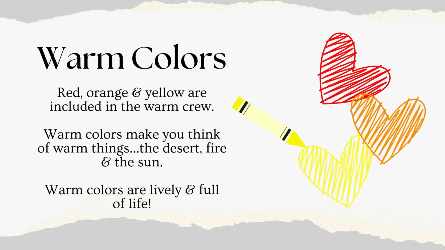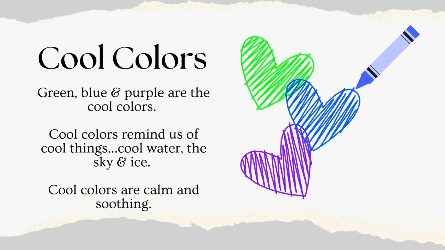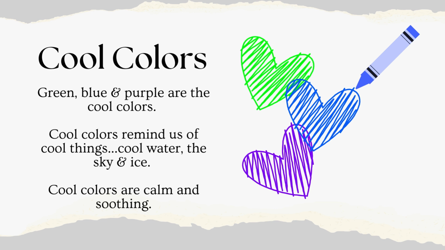I teach warm and cool colors together. Red, orange, and yellow are those colors that make you think of warm things: the desert, fire, and the sun. Warm colors are lively and full of life. Green, blue, and purple are cool colors and remind us of cool things: cool water, the sky, and ice. Cool colors are calm and soothing.